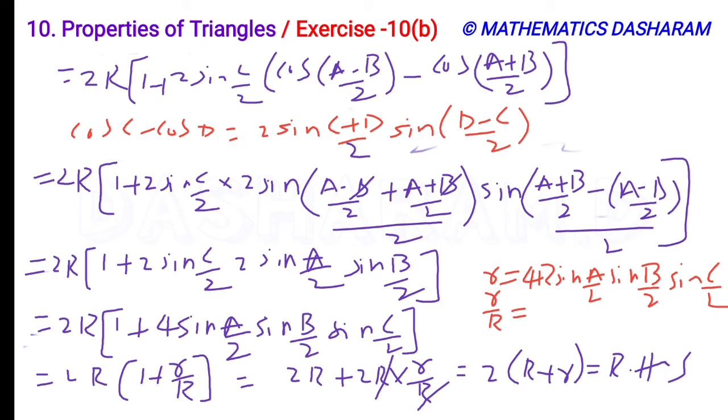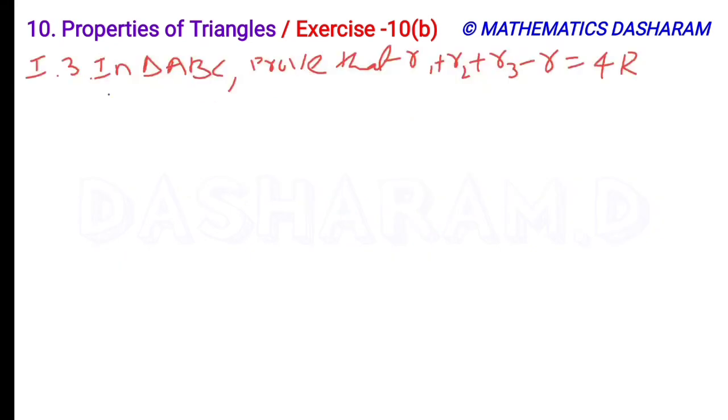So hence proved. Next, third question: in triangle ABC, prove that r1 plus r2 plus r3 minus r equals 4R. Here r1, r2, r3 are the radii of the excircles and r is the radius of the incircle. Capital R is the radius of the circumcircle. So first I am selecting the LHS.